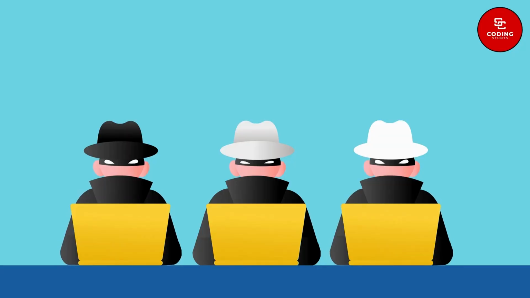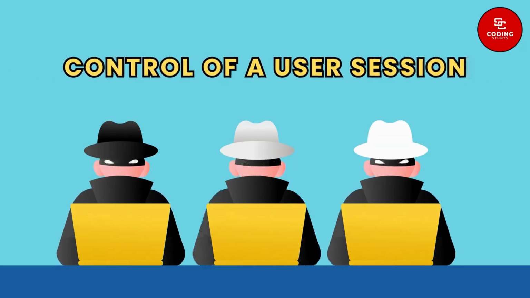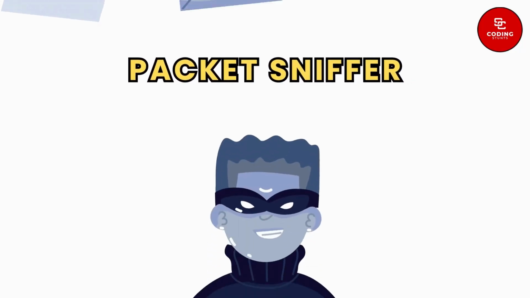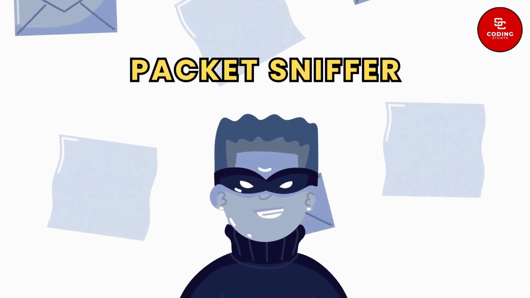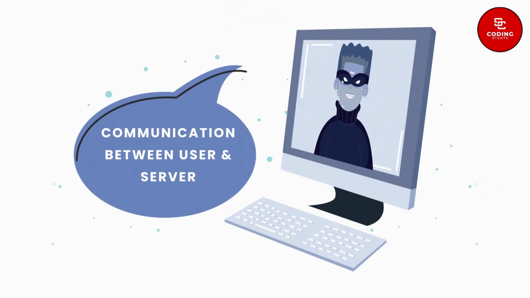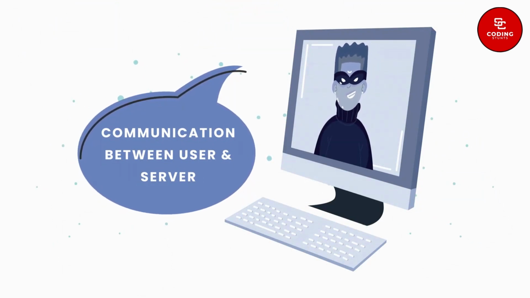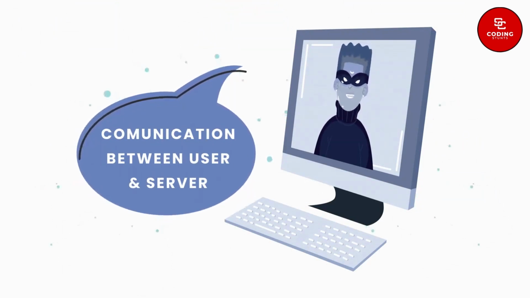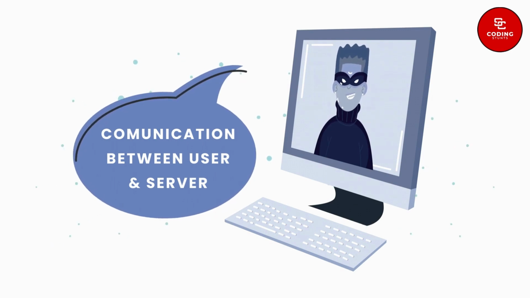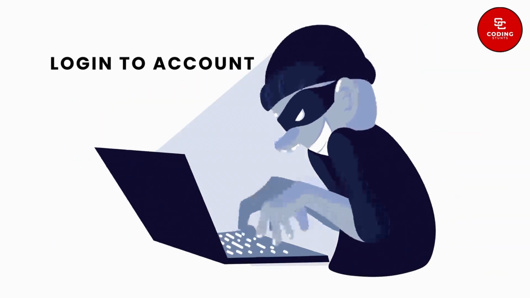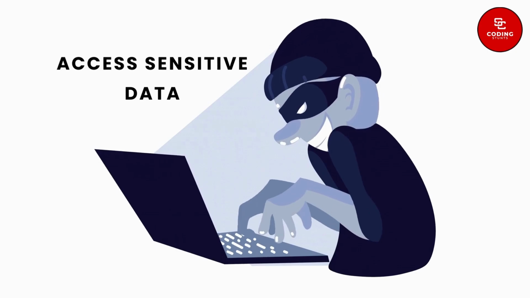A session hijacker can take control of a user's session in several ways. One common method is to use a packet sniffer to intercept the communication between the user and the server, which allows the hacker to see what information is being sent and received. They can then use this information to log into the account or access sensitive data.